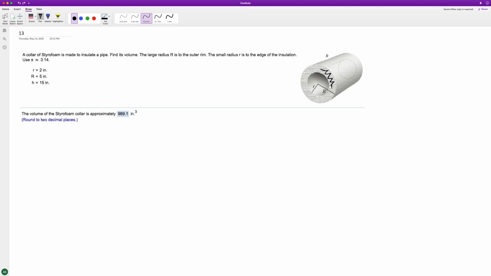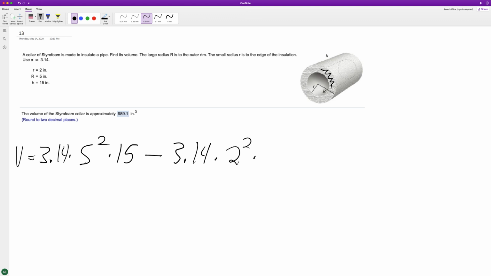So the outer portion is going to be equal to pi, they want 3.14, times the radius, which is going to be 5, because that's big R, 5 squared times the length, which is 15, or the height, minus 3.14 times, in this case, 2 squared times 15.